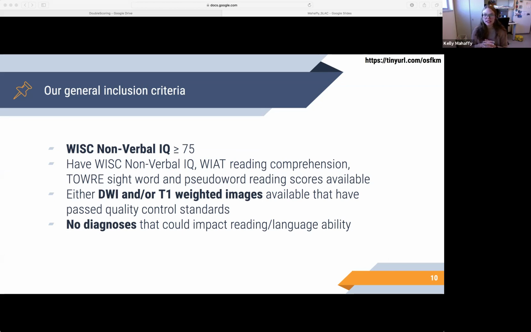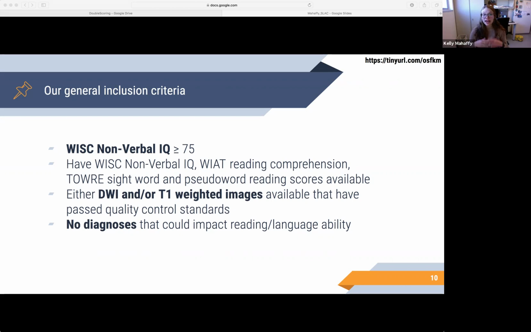For this, we decided that our inclusion criteria should include an IQ cutoff. So we used nonverbal IQ scores of 75 or above. We wanted all of our participants to have available an IQ score, our reading comprehension score, the Tower scores that we are using as our word reading scores, and either a diffusion weighted image or a T1 weighted MRI image that has passed quality control standards.